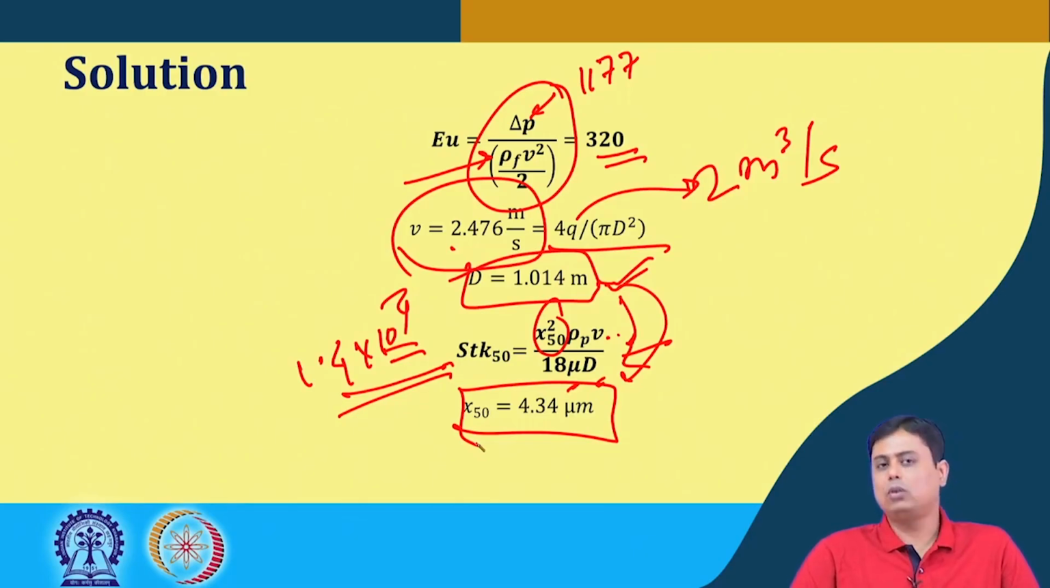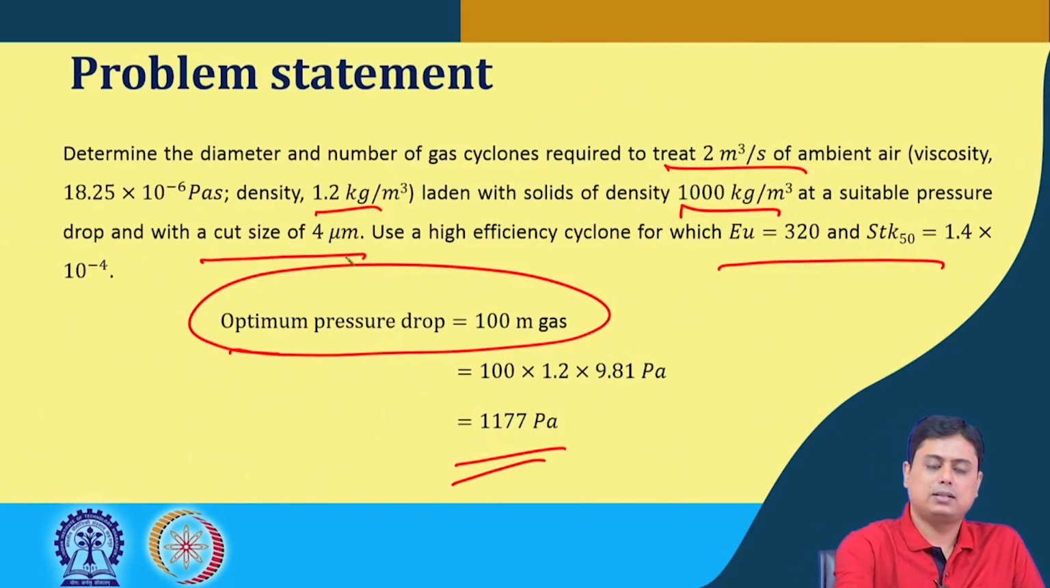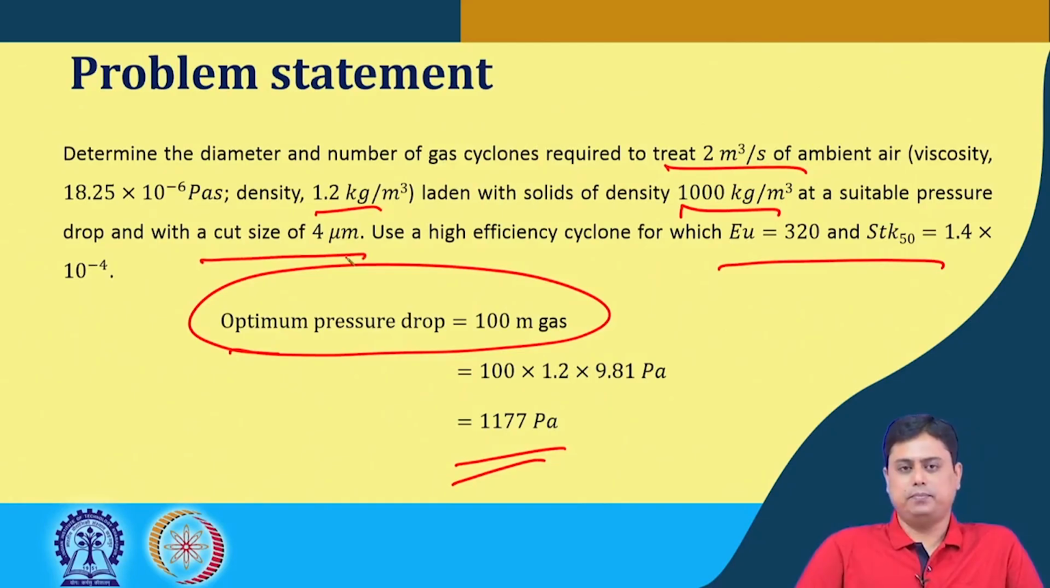Now, that is not what we require. We require 4 micron as the cut size. Which means this diameter that we have calculated is not going to give us our desired result, having a cut size of 4 micron.